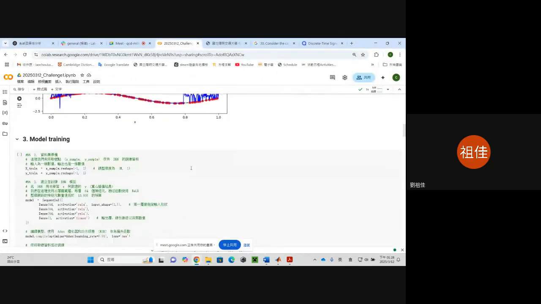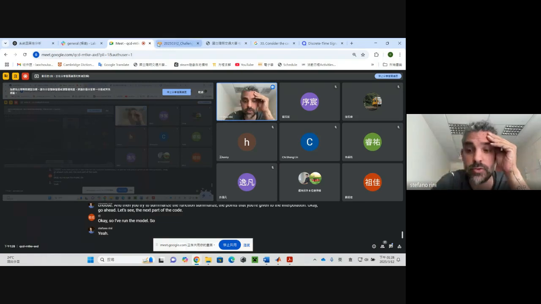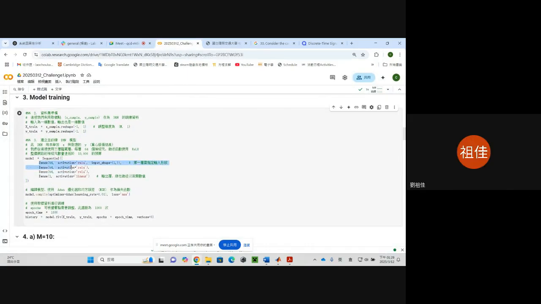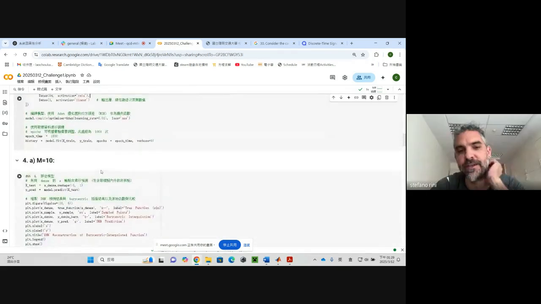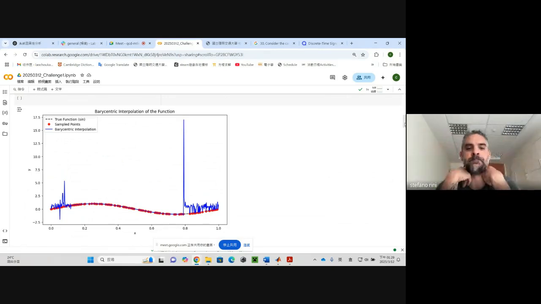Okay, so I've run the model. Let's see the figure. Oh, no, go to the figure. Okay, so I use three layers. Each layer has 64 neurons. Okay. Wait. So go up. Well, go to the figure. Go up. Okay. This figure here. Tell me what happens in this figure.